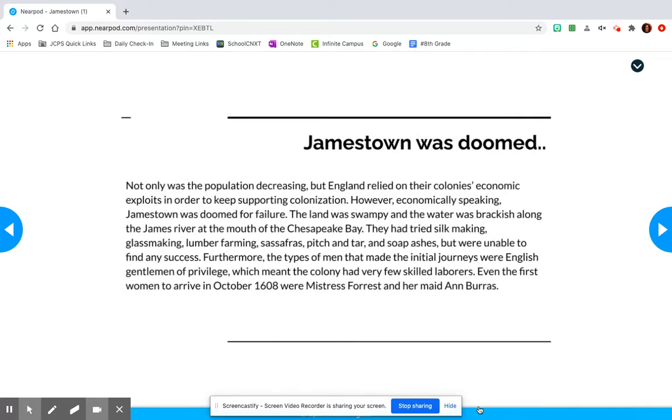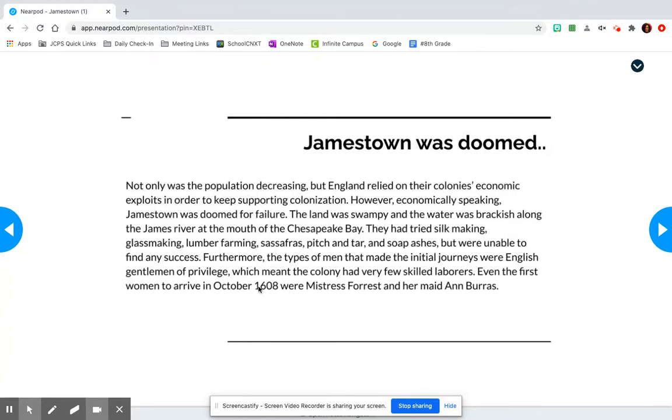Not only was the population decreasing, but England relied on their colonies' economic exploits in order to keep supporting colonization. However, economically speaking, Jamestown was doomed for failure. The land was swampy and the water was brackish along the James River at the mouth of the Chesapeake Bay. They had tried silk making, glass making, lumber farming, sassafras, pitch and tar, and soap ashes, but were unable to find any success.